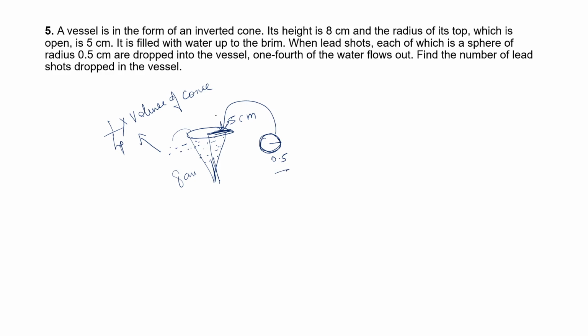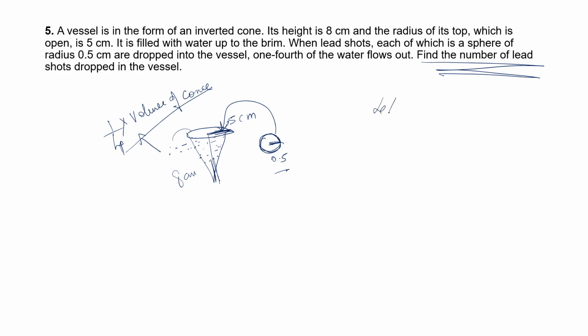So what happens when you are dropping this in? Just imagine the crow story. The crow drops the pebble and the water comes out like that. You are dropping this, which is like a pebble, a sphere, and when you drop it, 1/4 of the water comes out. So for 1/4 of the volume of the water to come out, how many spheres do we have to drop inside? That is the question. Find the number of lead shots dropped in the vessel.